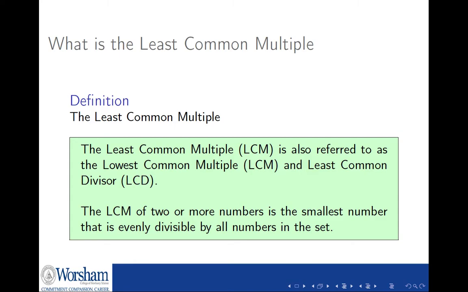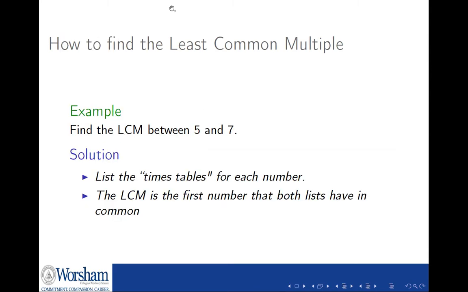So we're going to go over, at least kind of sort of, how I present the least common multiple to students, because this is going to tie in a lot to fractions, when we add and subtract them and find the least common denominator. So let's find the least common multiple between 5 and 7.